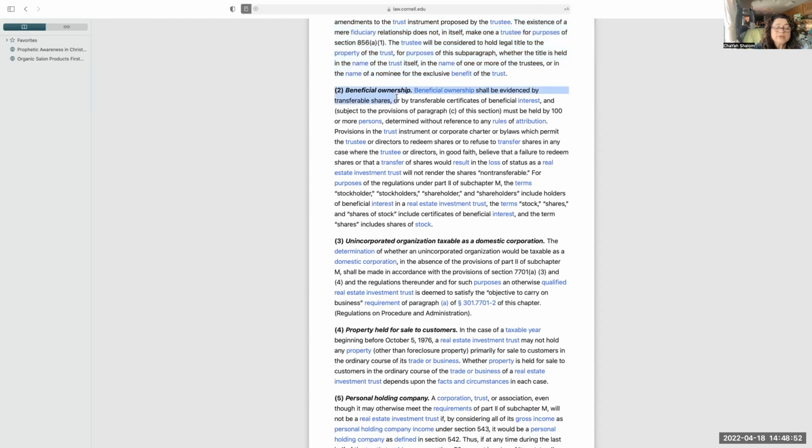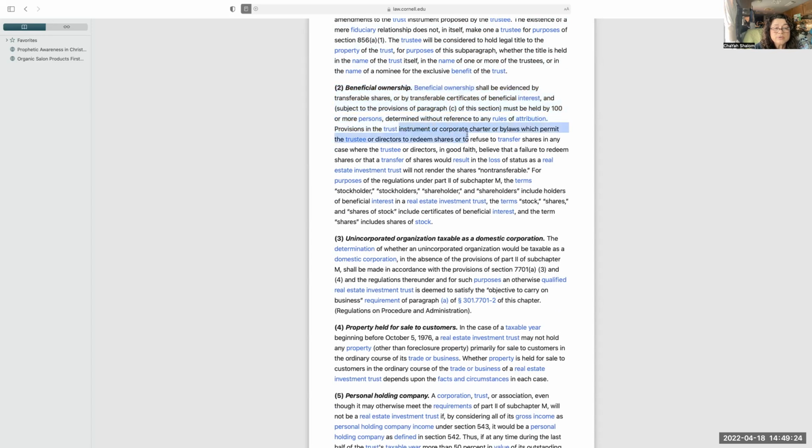2, beneficial ownership. Beneficial ownership shall be evidenced by transferable shares or by transferable certificates of beneficial interest and, subject to the provisions of paragraph C of the section, must be held by 100 or more persons, determined without reference to any rules of attribution. Provisions in the trust instrument, or corporate charter or bylaws, which permit the trustee or directors to redeem shares or to refuse to transfer shares in any case where the trustee or directors in good faith believe that a failure to redeem shares or that a transfer of shares would result in the loss of status as a real estate investment trust, will not render the shares non-transferable.